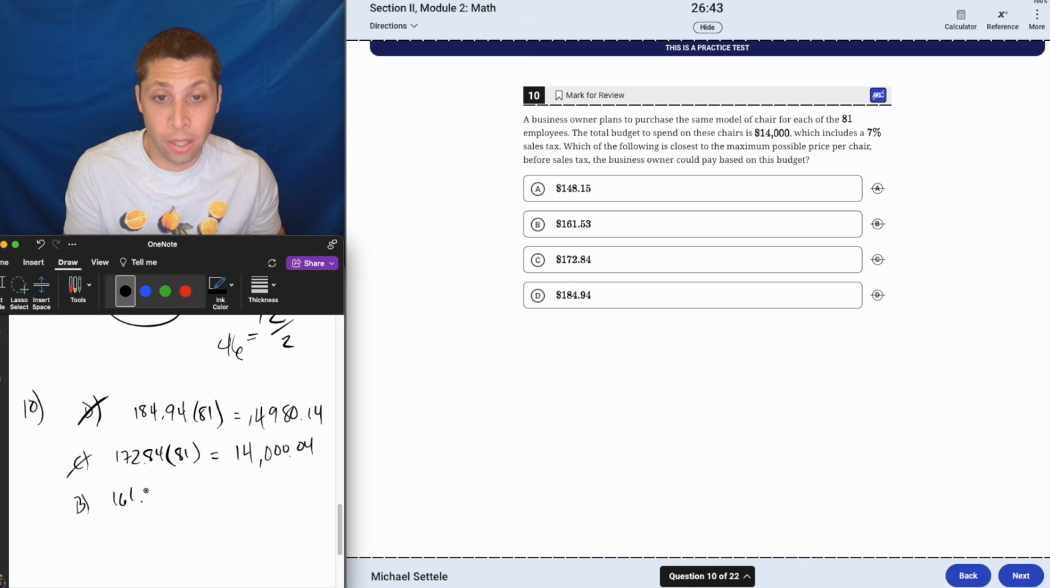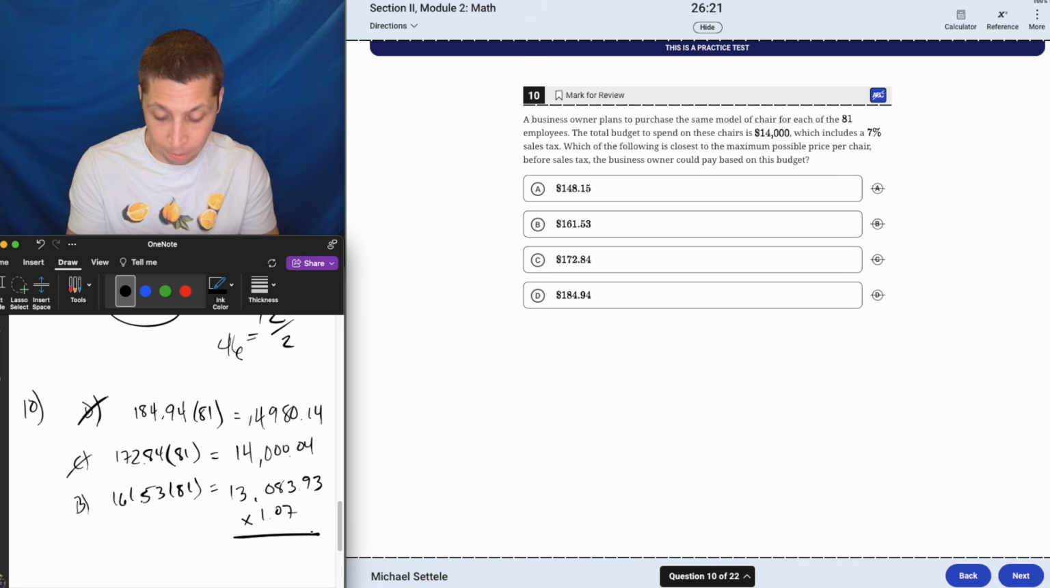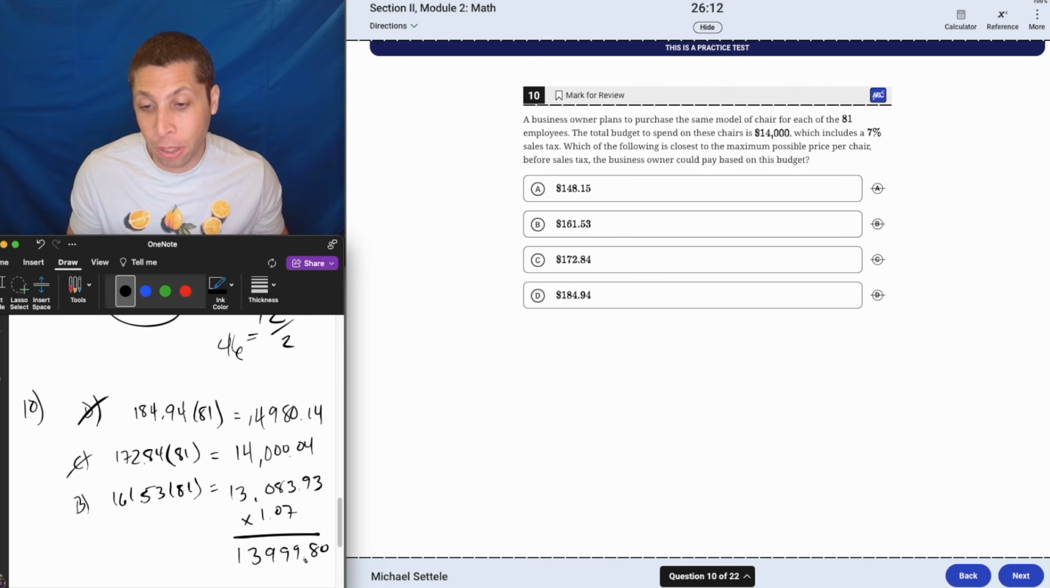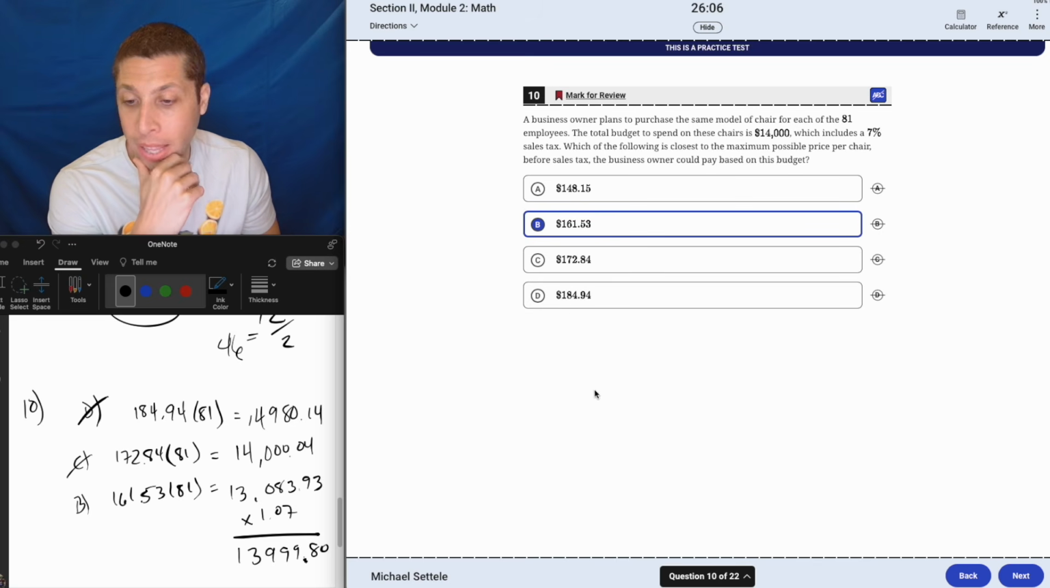So 161.53 times 81 is 13,083.93. Now we need to include the tax, which defines the maximum possible price per chair before sales tax. So we need to include the 7%. We're going to multiply this by 1.07 and see what we get. 13,999. Okay, there you go. Perfect. Just below budget. I'll come back to that if I've got time. There's probably an equation I can generate there to represent that, but guess and check, way to go. It's just so much easier to think about.